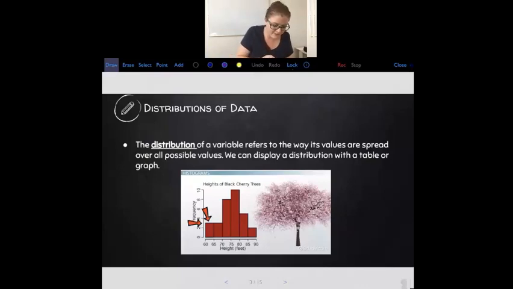Notice this graph here displays the height in feet of black cherry trees and how often those values occur. So for instance, there are probably about 3 trees that are 60 to 65 feet high, 3 trees that are 65 to 70 feet high, about 8 trees that are 70 to 75 feet high, 10 trees that are 75 to 80 feet high, and so on and so forth. If you draw a curve to estimate what's going on here, well, I drew it a little off, but notice that the peak of the curve is usually where the mode, or the highest concentration of values, is.